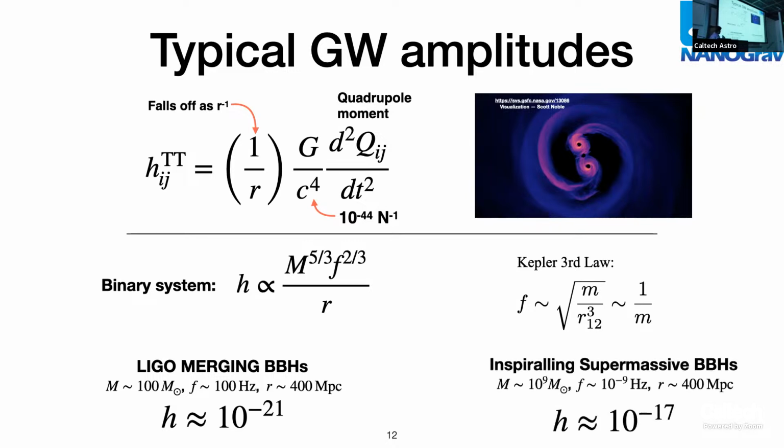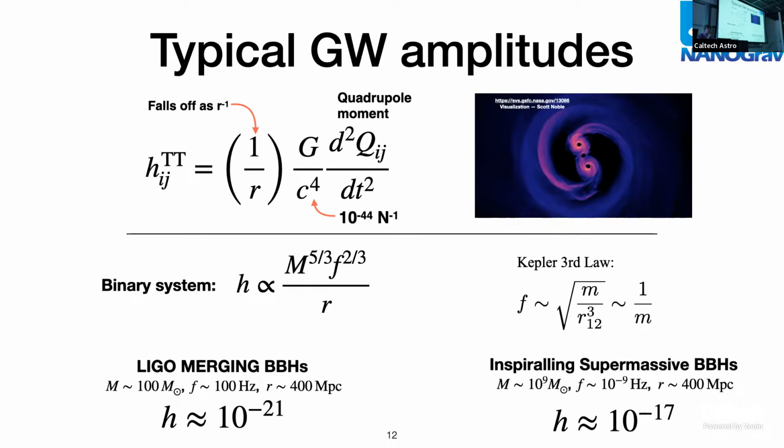If we're talking about these in-spiraling supermassive black holes, then we're talking about masses on the order of 10 to the 9 solar masses, so significantly larger. Frequencies on the order of 10 to the minus 9 hertz. That corresponds to a 30-year period for the gravitational wave. And if you put it at the same distance to the source, 400 megaparsecs, then you get out a significantly larger strain on the order of 10 to the minus 17.